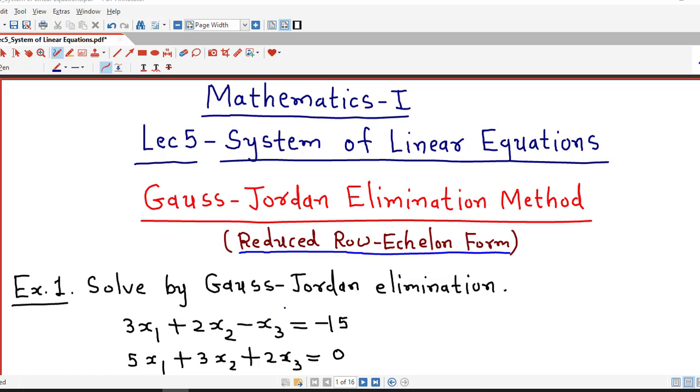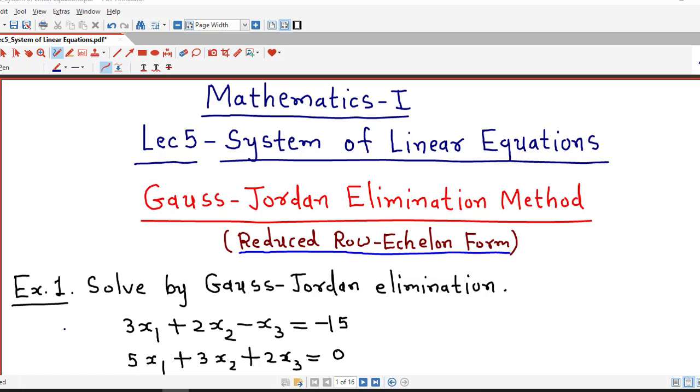In this lecture, we are going to discuss the Gauss-Jordan elimination method. This is also a general method for solving systems of linear equations. In previous lectures, we have discussed the Gauss elimination method. In the Gauss elimination method, we convert the augmented matrix into row echelon form.